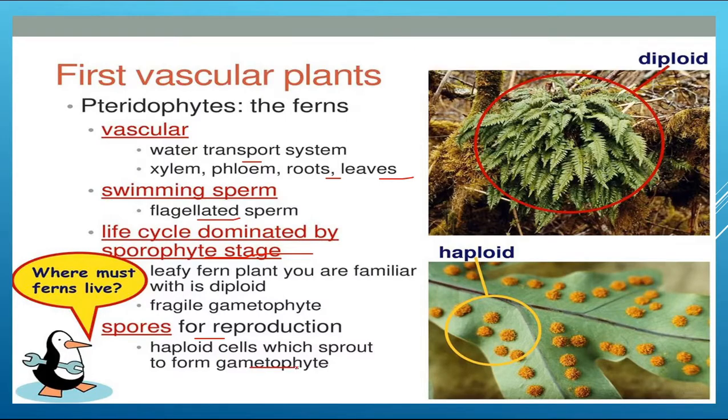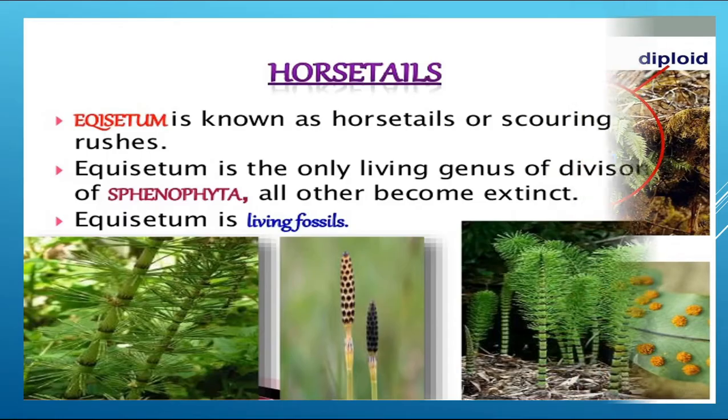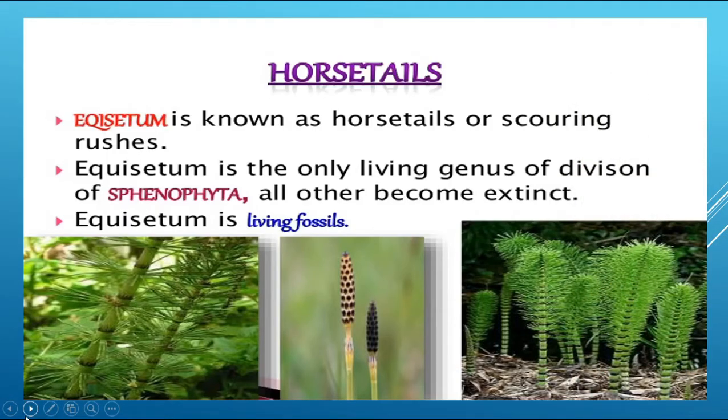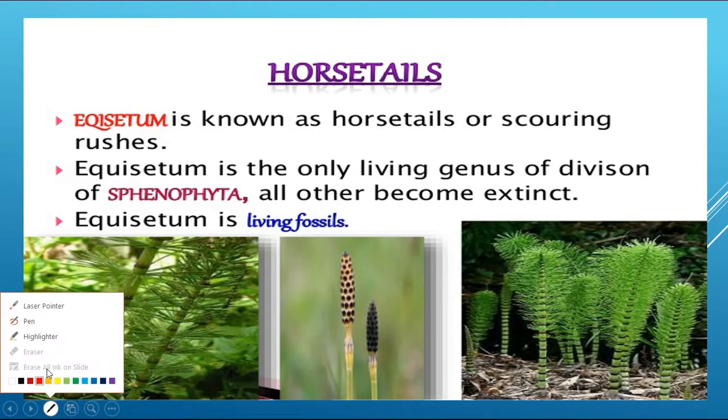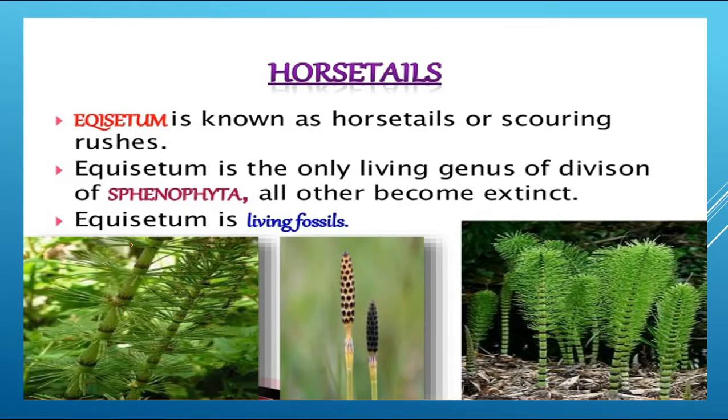to gametophyte. Here we can see in the picture, these are the spores present on the inner side of the leaf, on the underneath side, and here we can see the spores. This is the habitat, the structure of this plant. Ferns. Equisetum or horsetail is one of the examples of the pteridophytic plants, which is also known as a living fossil.